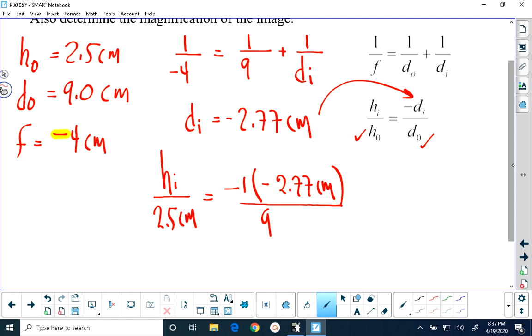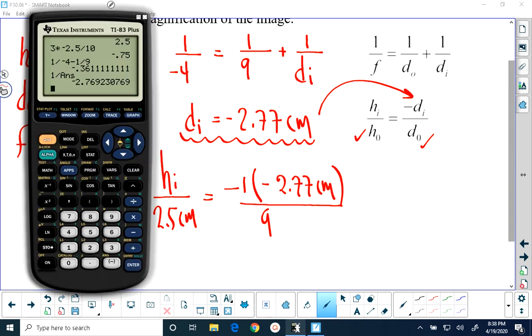By the way, if you look at what we got for di, we got a negative image displacement, which means the height of the image must be positive, so we'd better get a virtual image. We have to get an object producing an image that is virtual. Cross multiplying here, we're going to take our answer and multiply by negative 1. We're also going to multiply by 2.5 and then divide by 9, which means that we get a height of the image of 0.77.